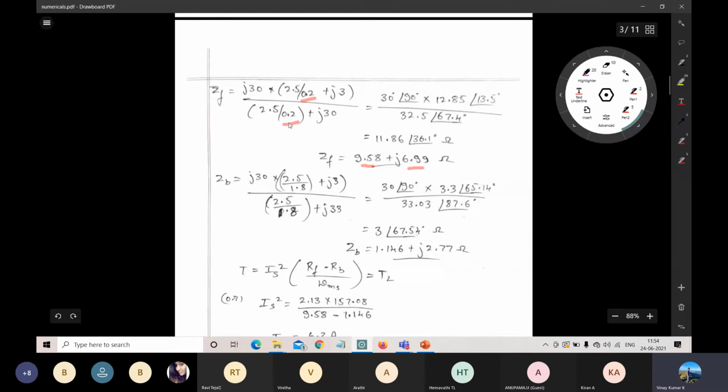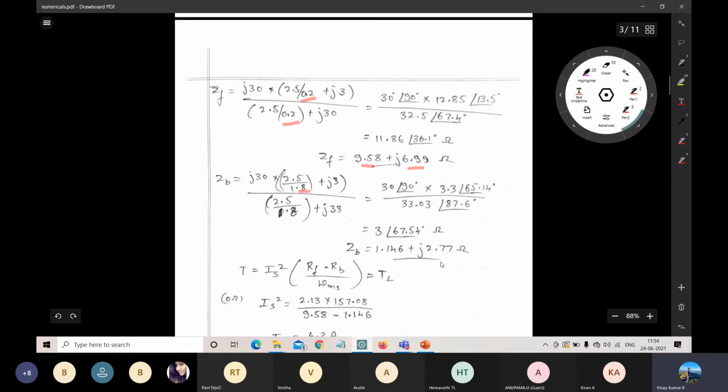This is one more mistake that people might do in your examinations. So be cautious about this. Here S, here 2 minus S. While calculating ZF, use S. While calculating ZB, use 2 minus S. So this is your RB and this is your XB.